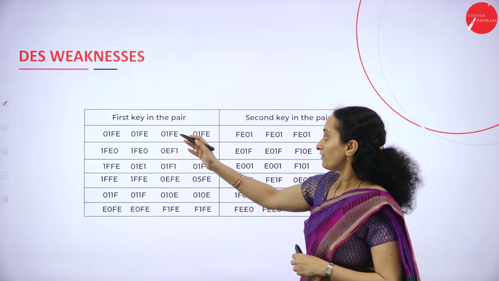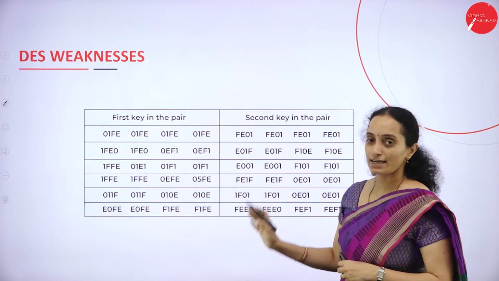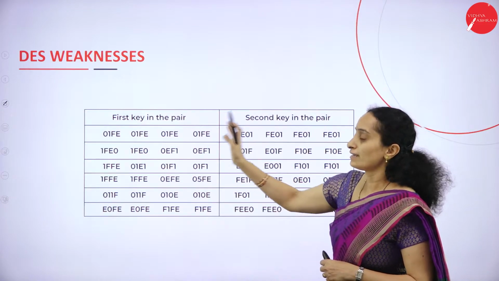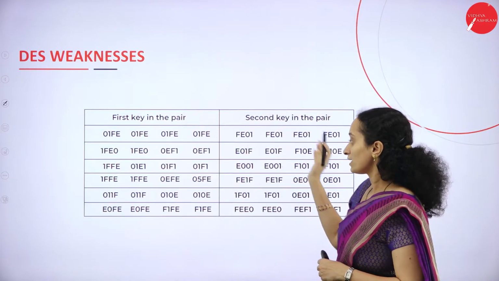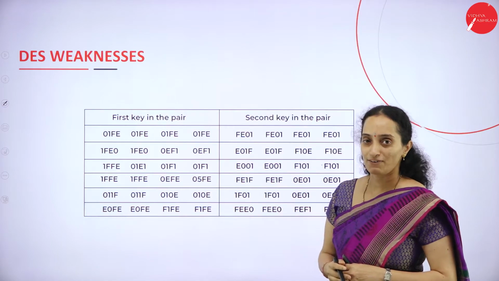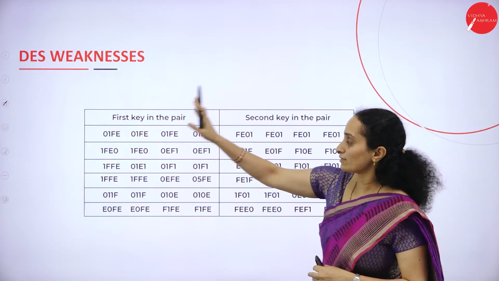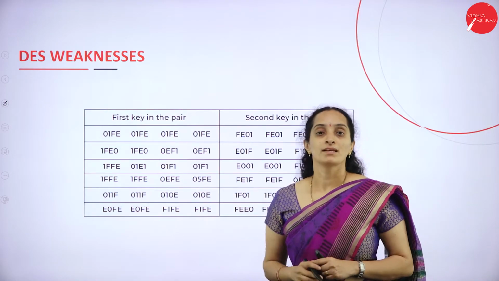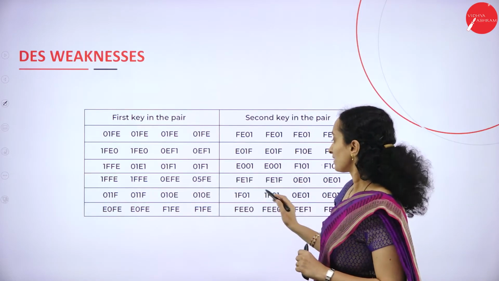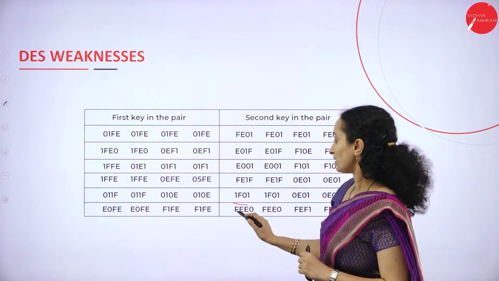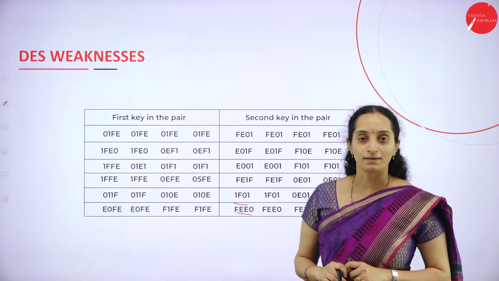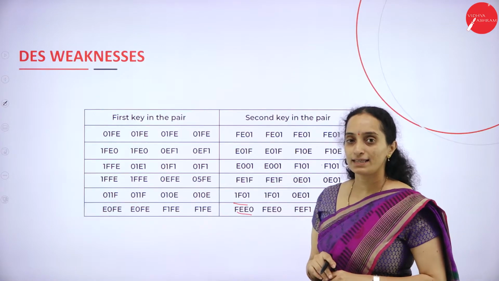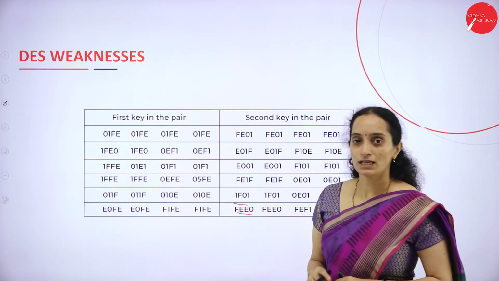We have the first key and the second key in the pair. You can observe that it is reversing the process. Next time getting the same value. Once it is executed with the repeated algorithm, you'll get the same input like this. So here we have the example, right? So first key and the second key in the pair, what we get.